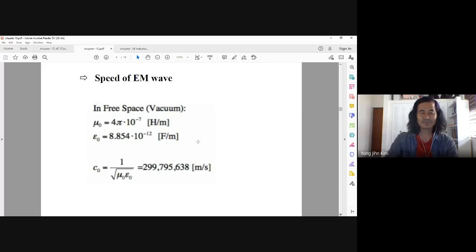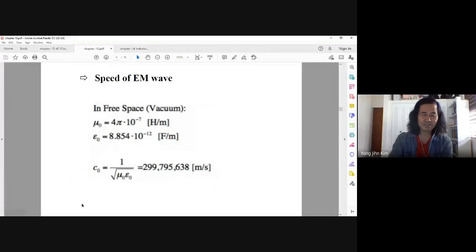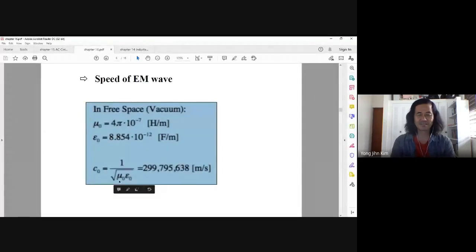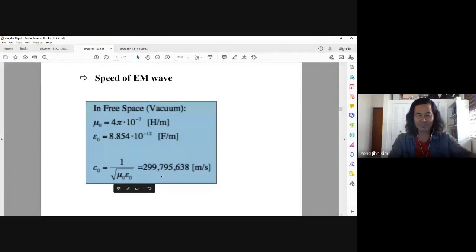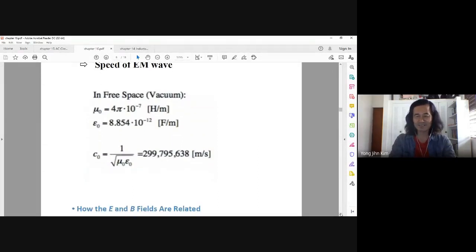Okay, and then Maxwell found that the speed of an electromagnetic wave is given by this expression, 1 over the square root of epsilon 0 mu 0. We know these are constants, so he calculated this, and he found that the speed of the electromagnetic wave is the same as the speed of light. So he found that light is an electromagnetic wave.